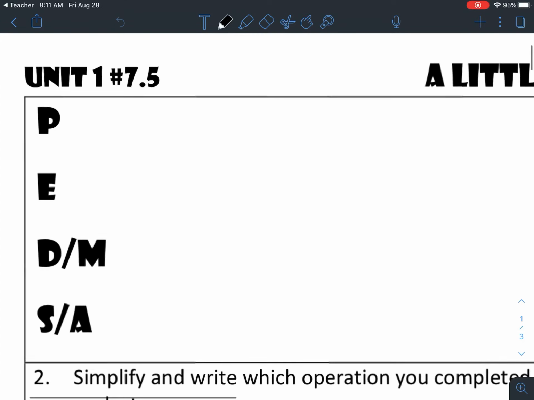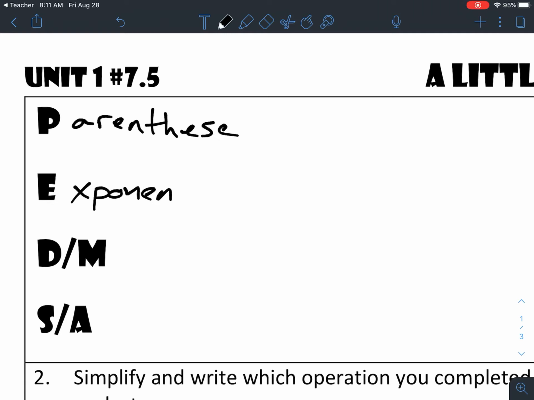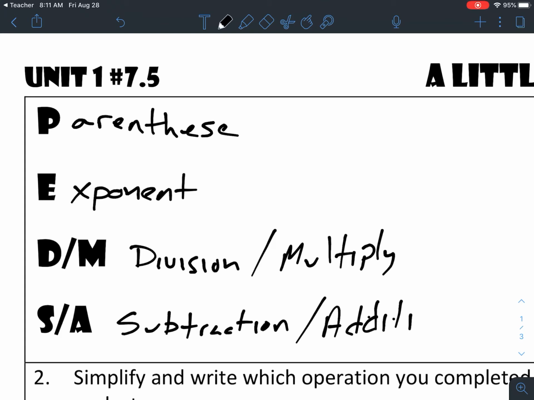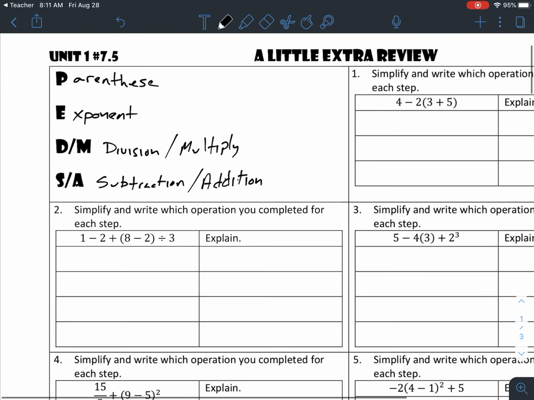Alright, so again, our order of operations. We're going to write them out here. So it's our please excuse my dear Aunt Sally. We have parentheses, our exponents, our division slash multiply, and as you can tell it's the other way around. Usually it's multiply then divide, but it's whichever one's first in the problem. And subtraction slash addition. So I'm hoping this is starting to get drilled into your brains so you remember this.